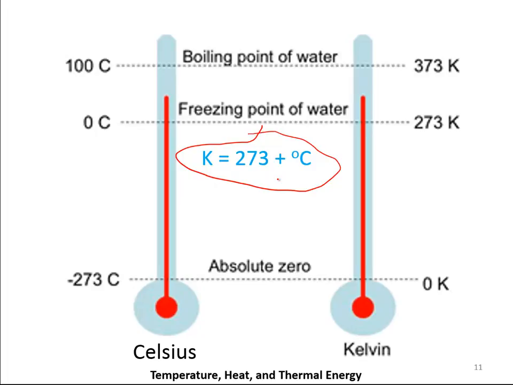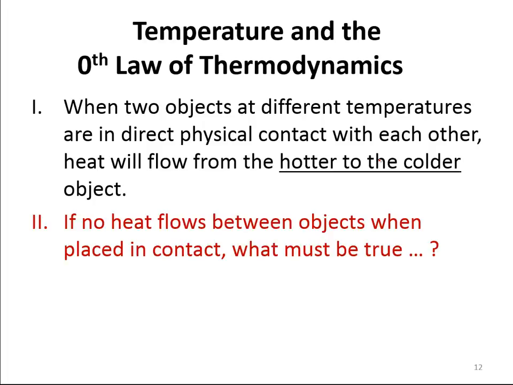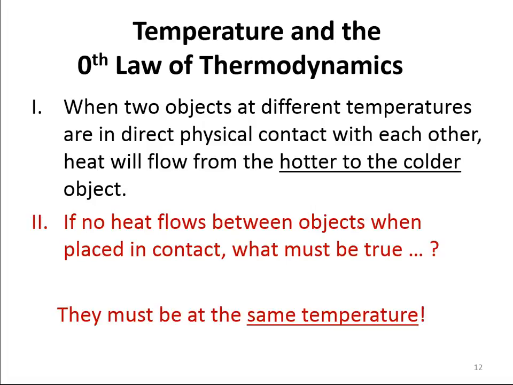We're now in a position to define heat. Heat is closely associated with the zeroth law of thermodynamics, which says that when two objects come into direct physical contact with each other, heat will flow from the hotter to the colder object. It's also interesting to think about this law in reverse. If no heat flows between objects when they're placed in contact, then what must be true? That's right, they must be at the same temperature.